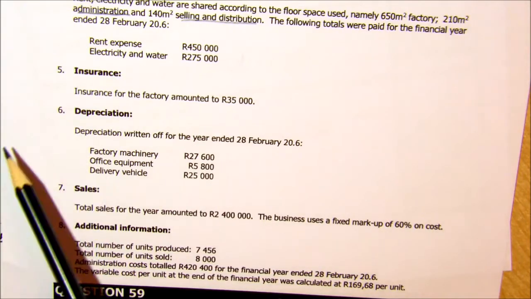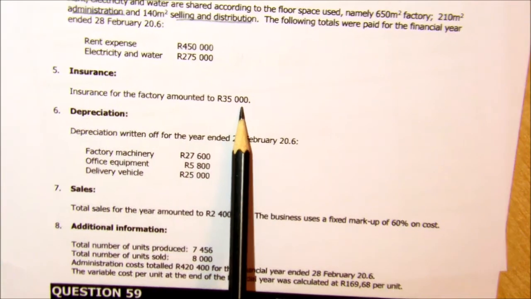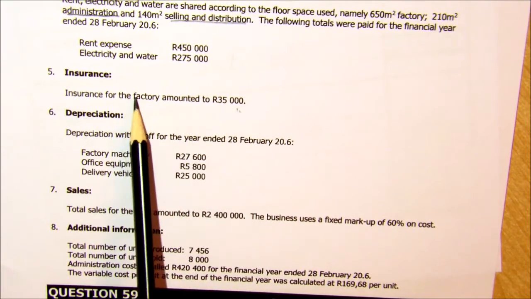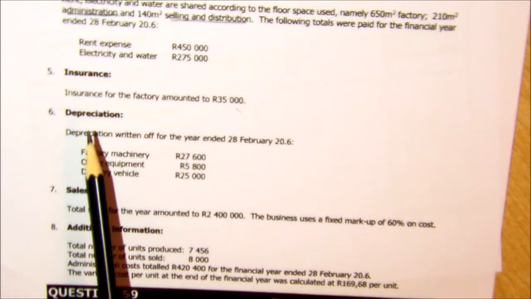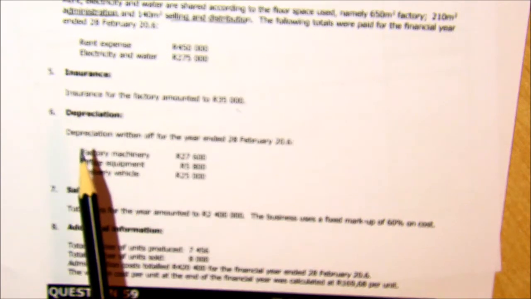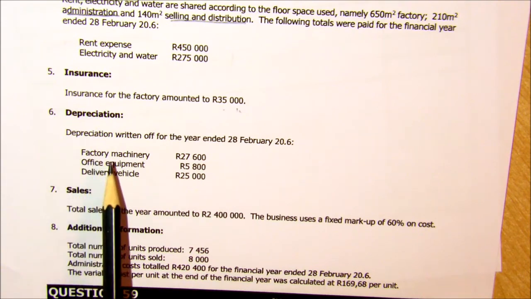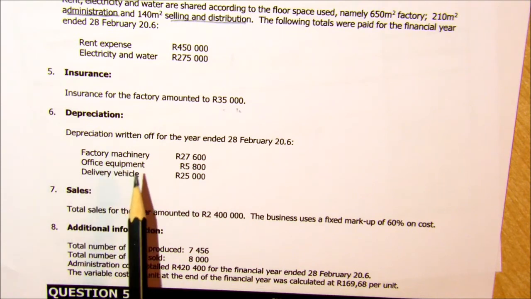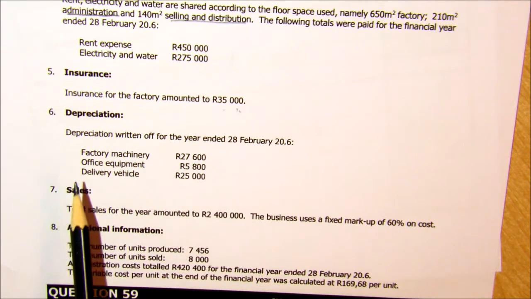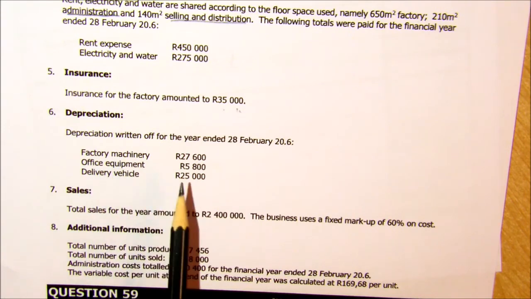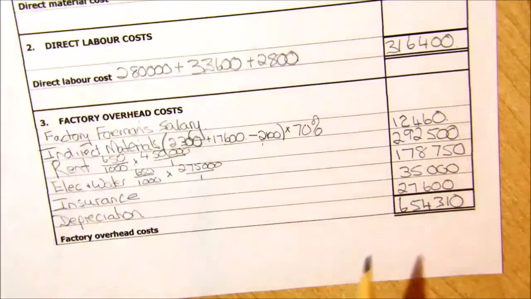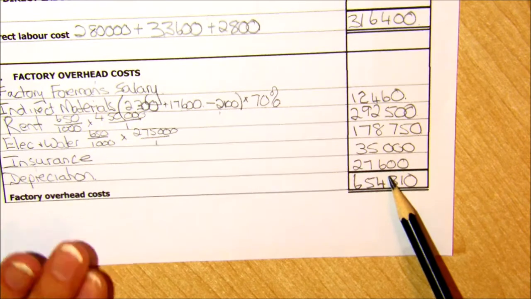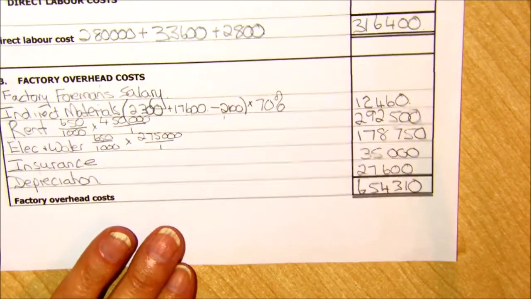Right. Adjustment number 5 says insurance for the factory amounted to 35,000. There's no calculation here. That whole amount goes into factory overhead because it's all for the factory. Then depreciation, which is an expense, remember, is written off as follows. The factory machinery will be part of the factory overhead. The office equipment cost will go to the admin cost, and the depreciation on the delivery vehicle will go to the selling and distribution. So we're just bringing in the insurance and the depreciation on the factory machinery. Those are just straight copying figures.